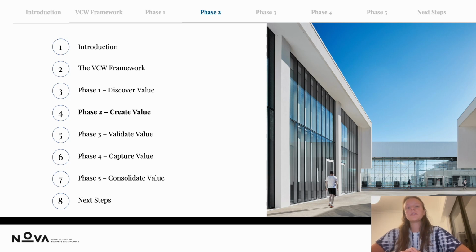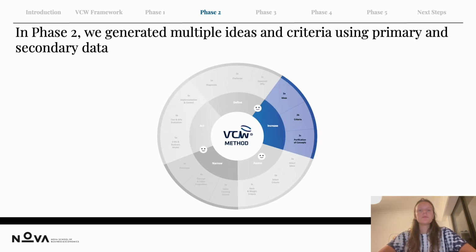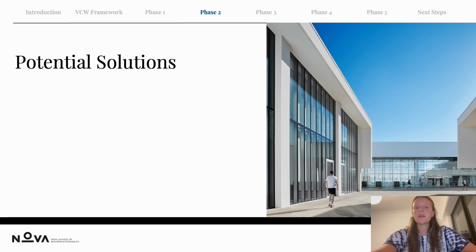Okay, so now I'm going to talk about phase 2 of the value creation wheel, which is creating value. In phase 2, we generated multiple ideas and criteria using the primary and secondary data. Also, phase 2 is divided into 3 parts: the ideas, the criteria, and the purification of concepts. So the ideas that we generated are the potential solutions.